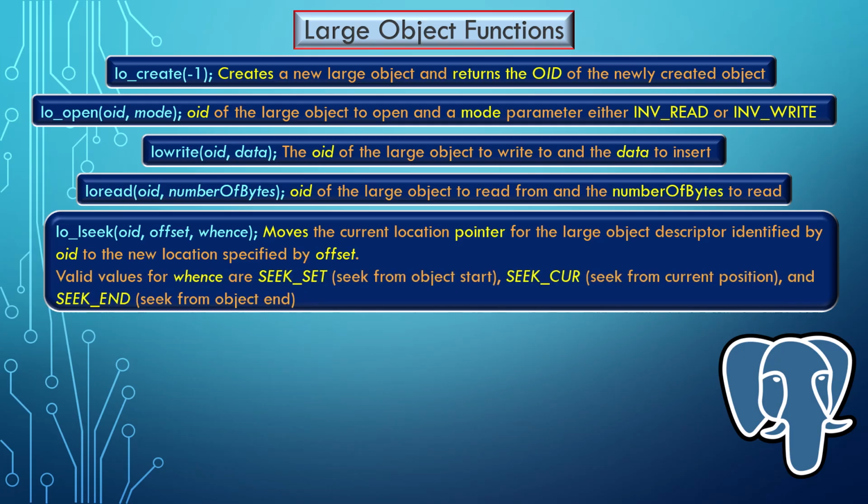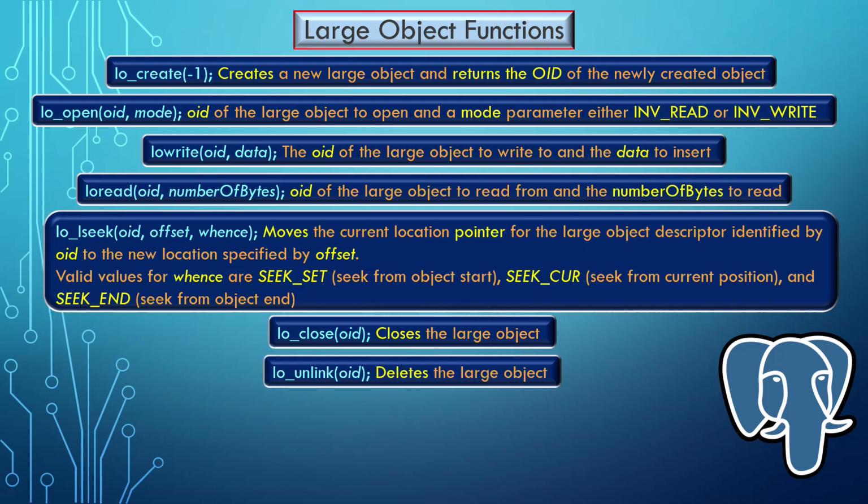lo_lseek moves the current location pointer for the large object descriptor identified by its OID to the new location specified by offset. Valid values for whence are seek_set, which is seek from object start, seek_cur, which is seek from current position, and seek_end, which is seek from the object end. lo_close closes the large object. lo_unlink deletes the large object.